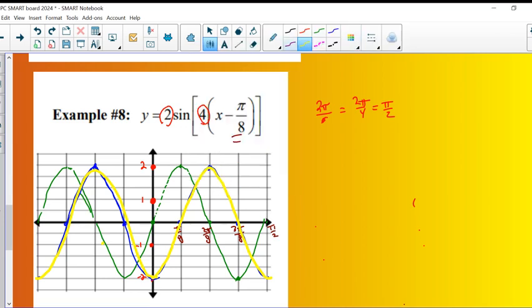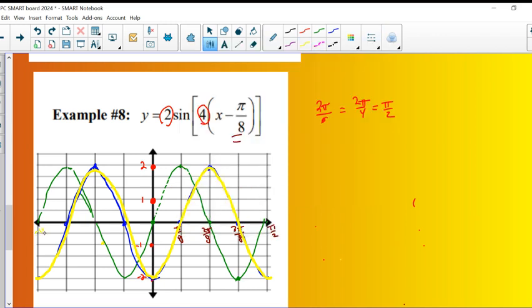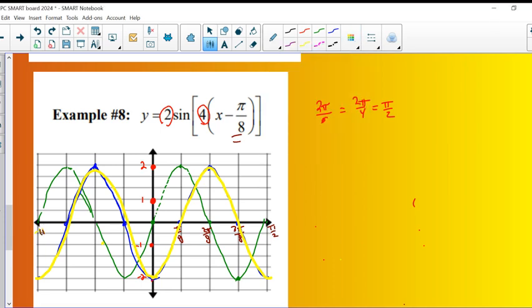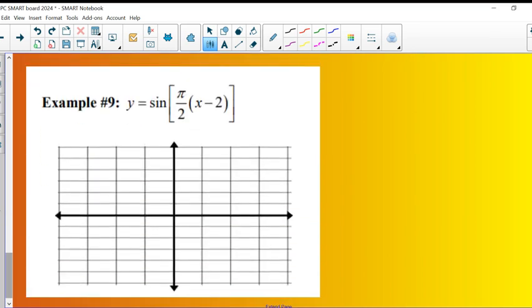And then on the other side, we should probably mark that this is negative pi over 2, and then this would be negative pi over 4. Okay, I believe there's one more. You guys have been doing fantastic. So again, I see this equation. There's nothing in front of sine, so I know there's a 1. It's an amplitude of 1, but I'm just going to make it a little bit bigger.